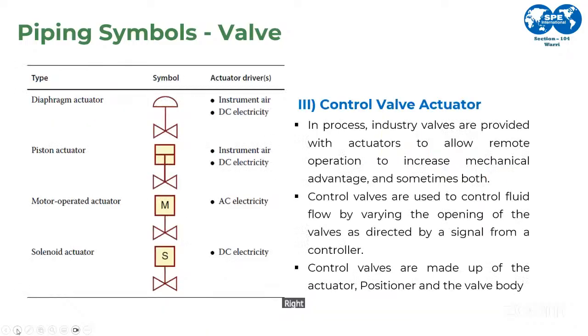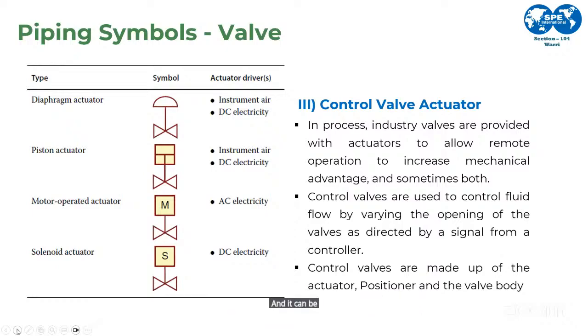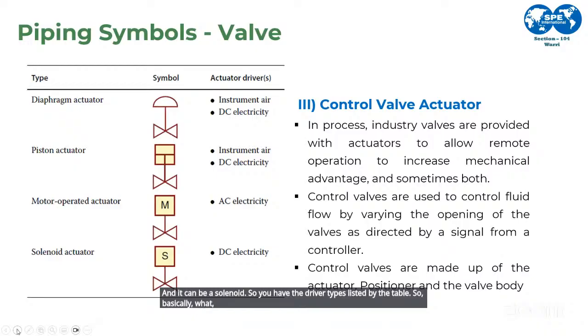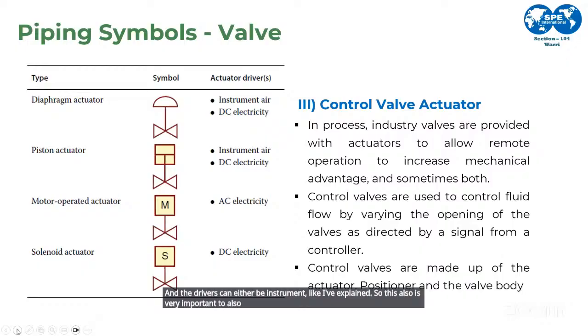So when you're talking about a control valve, it is a combination of a valve and an actuator. And these actuators can be a diaphragm, a piston, motor operated, or a solenoid. So you have the driver types listed in the table. When you add actuators to your valve, it allows you to do remote operation. So I can stay in a control room, hit a button, and a valve in the field closes. And the drivers can be instrument air, like I've explained. So it is also very important to see these symbols and understand what they mean.